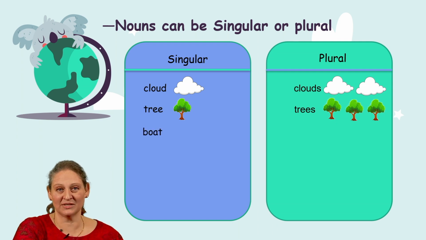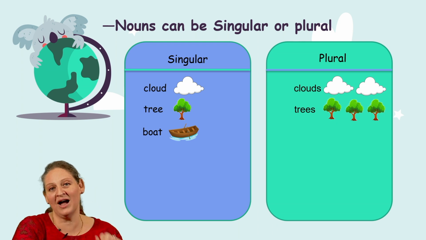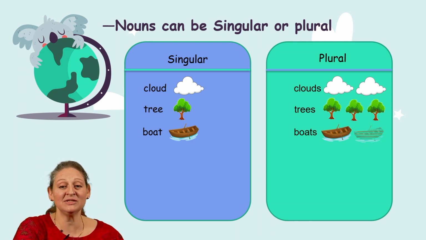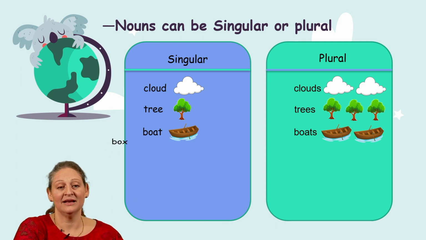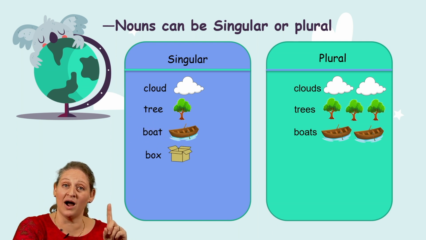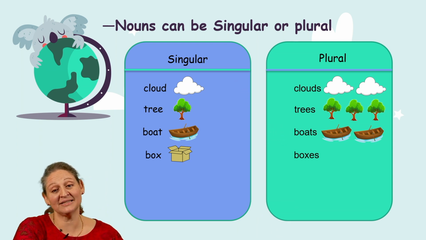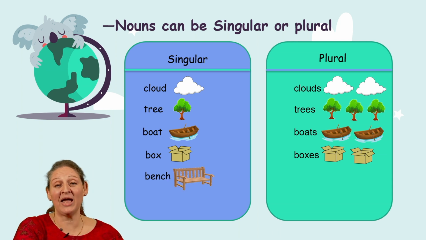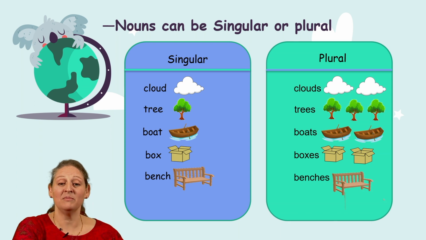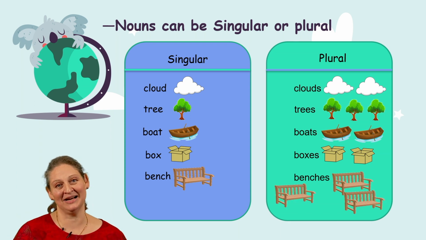What is this? Boat. Boat is singular. It's a singular noun. That means we only have one. Boats. That means we have more than one. Two or more, right? Here we have two boats. Box. Box is singular. It means we have one box. Boxes means we have plural form, more than one. Bench. Bench means one bench. Benches. Benches means more than one. We have 3 benches in our picture, right?